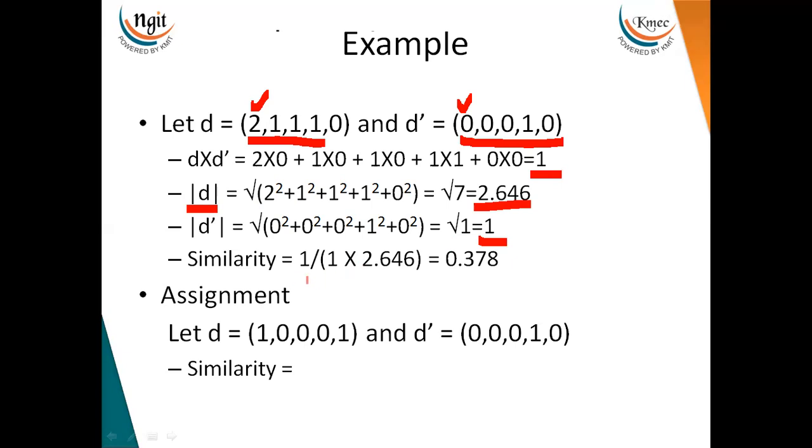Now what will be my similarity measure? That is the vector product of d and d dash divided by the absolute value of d into the absolute value of d dash. So my similarity measure is 0.378. As an assignment, I'm giving you two different vectors, and you have to find the similarity measure of these two vectors by applying the above three formulas. Okay, you should be able to do it.